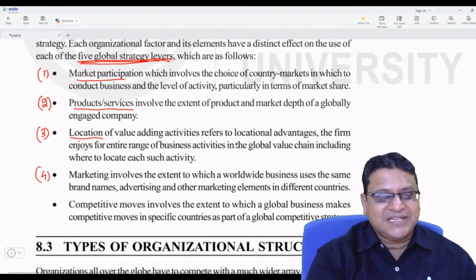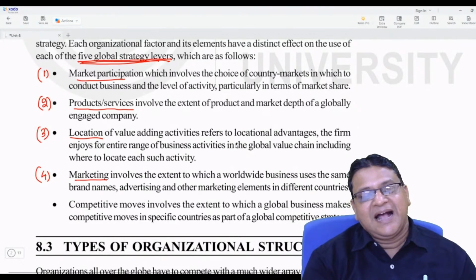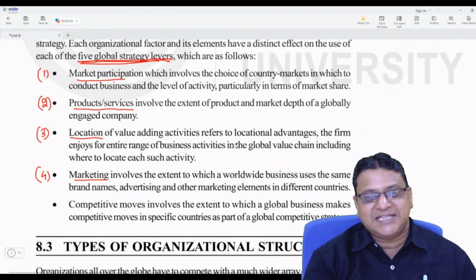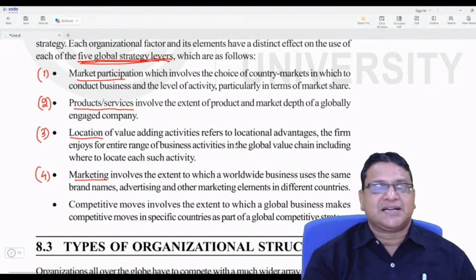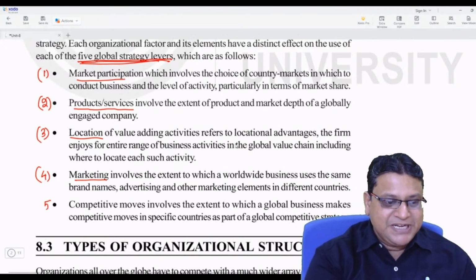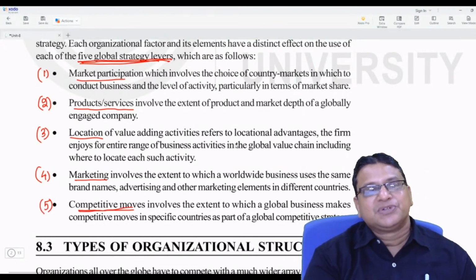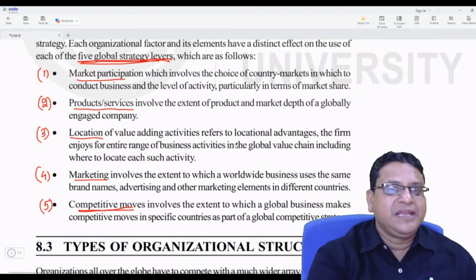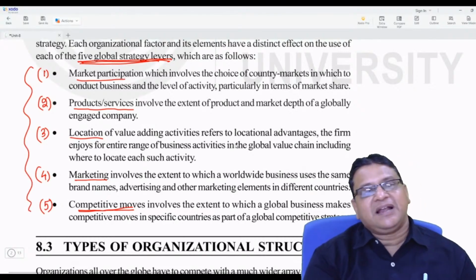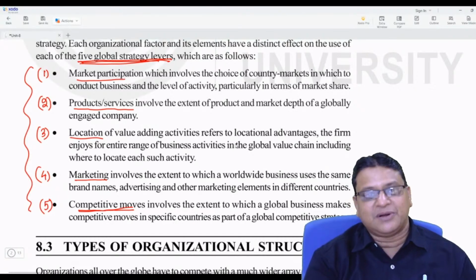The fourth one is international marketing strategy: how you can use your brand name, and how you can design your advertising and marketing strategy, etc. And the last one is competitive moves: how you can design competitive moves so that you can obtain competitive advantage over your competitors. So these are the five global strategy levers which you must consider while designing international strategies.